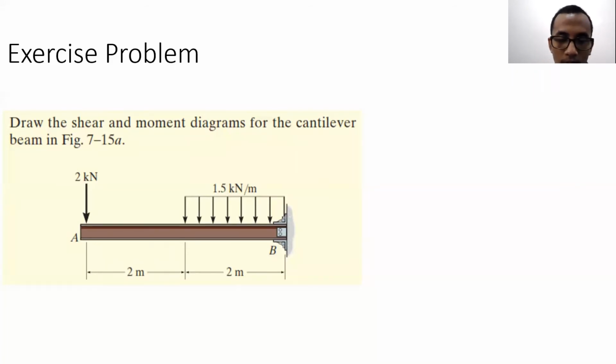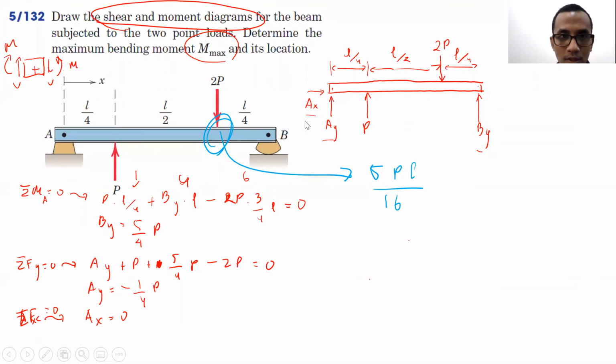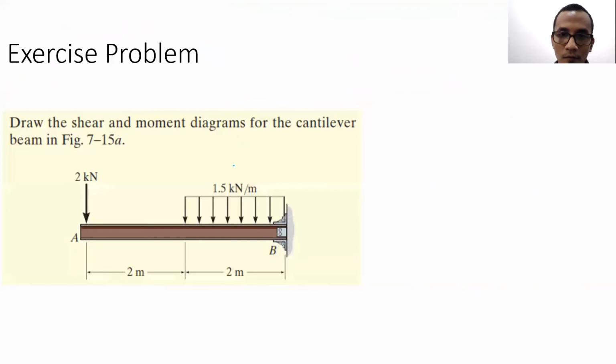Okay. So for this one, I will ask you first, how many sections? If the previous problem, we need to use 3 sections, right? For this particular problem, we have to do a section here, here, and here in order to have the complete internal moment and internal shear force diagram. For this one, how many sections do we need in order to solve for this?